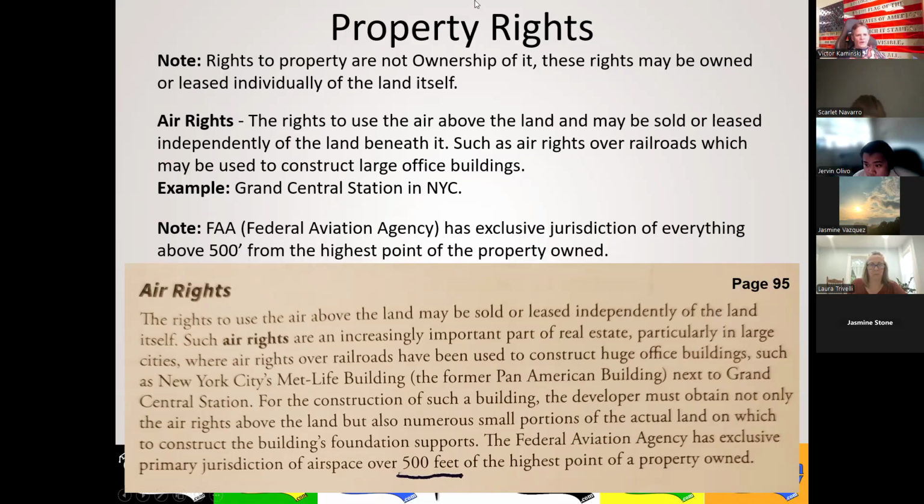You know that the air rights above properties in New York City can be worth as much as 60% of the land itself? That's a whole industry all on its own for those who know about those laws and how to lease or sell them. It's interesting.